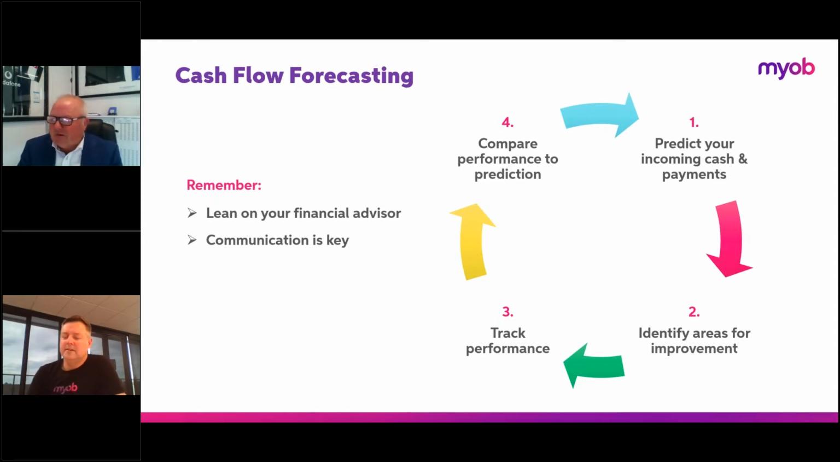In terms of predicting your income and cash and payments, areas for improvement, again, if you're not confident with this, set it up with your financial advisor. This is a once a year thing that you can do that actually makes you think about how we can control the bottom line. Tracking performance comes down to those monthly reports that we produce for our boards, and understanding them. And again, comparing how we're going to how we thought we were going, so we can make key decisions. Communication, communication, communication.